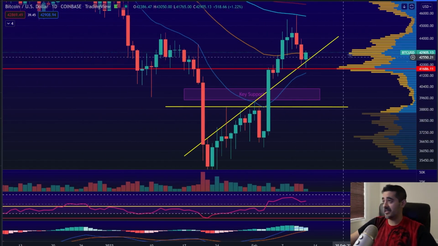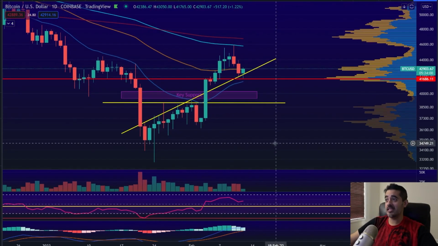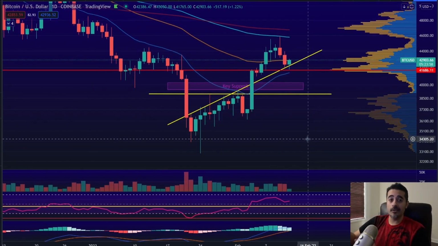Keep it all in mind. I think it's very important to be looking at these trend lines and to be looking at what's happening in the news, because the news could impact all this instantly and none of the TA matters at that point.